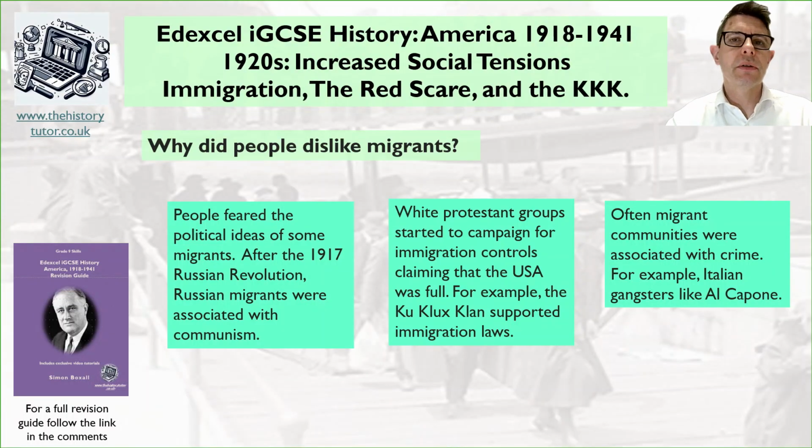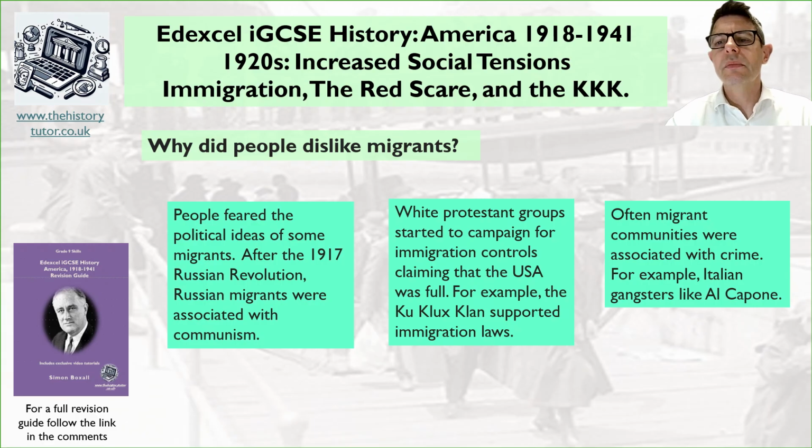People feared political ideas from Eastern Europe. After the 1917 Russian Revolution, Russian migrants often associated with extreme socialism or communism. White Protestant groups started to campaign for immigration controls, claiming that the USA was full. For example, the Ku Klux Klan supported these immigration laws.